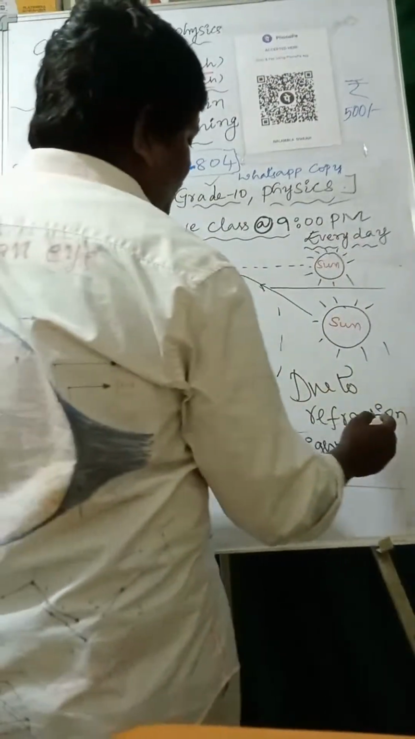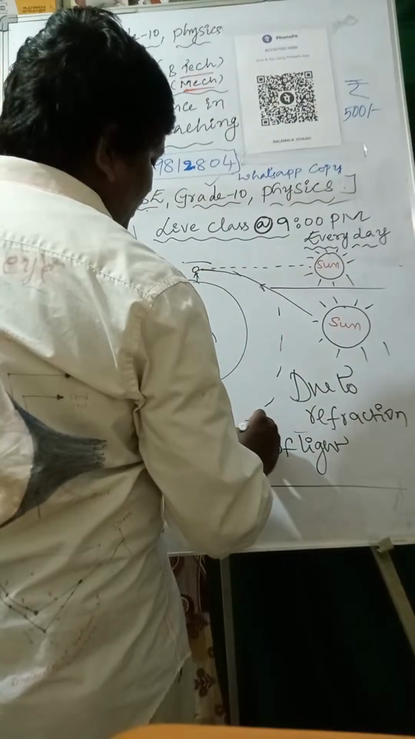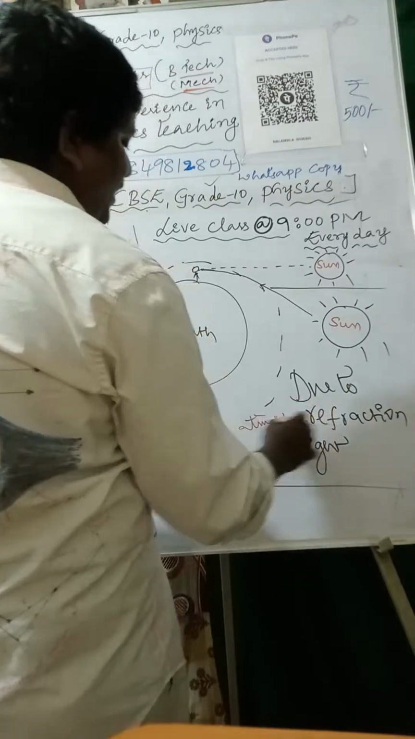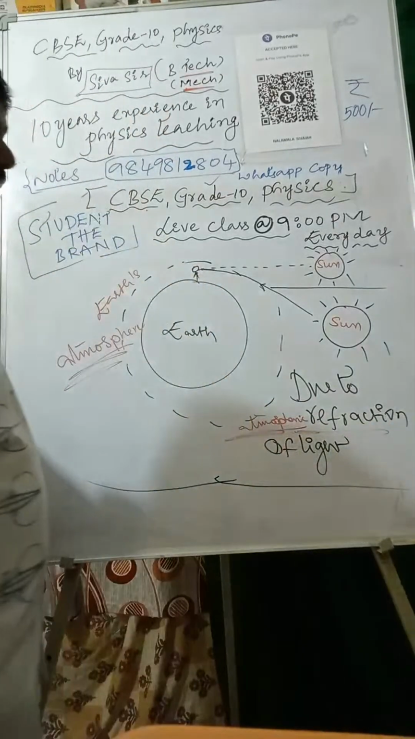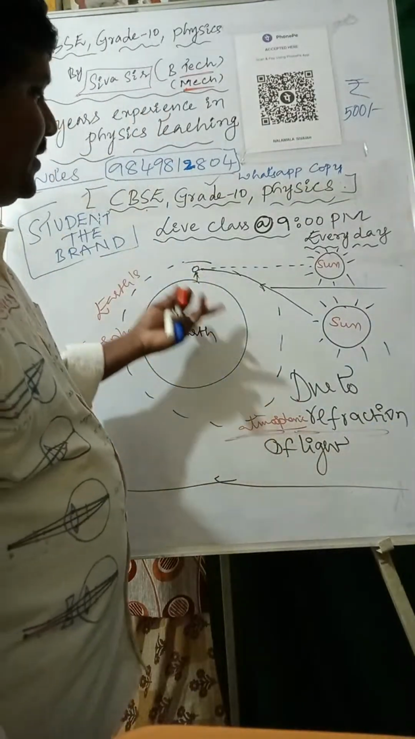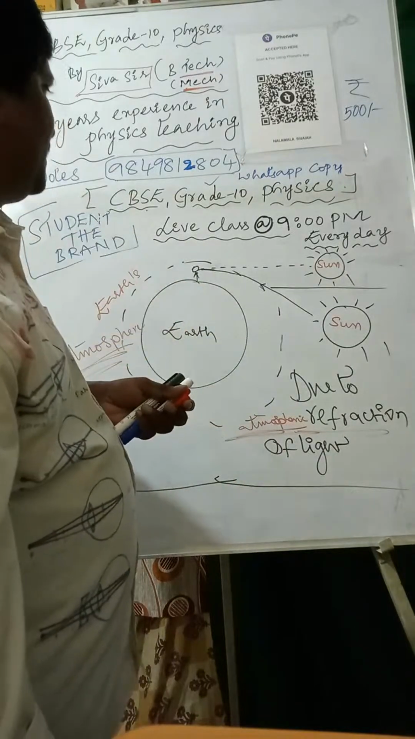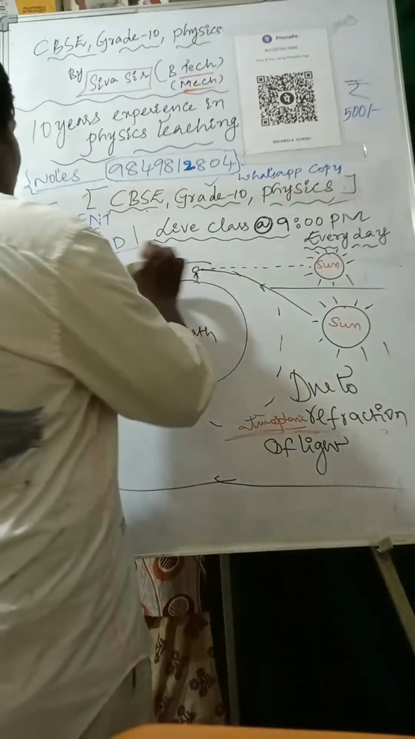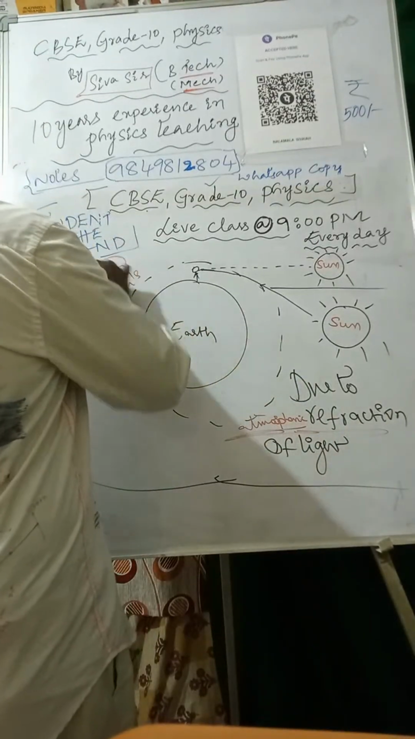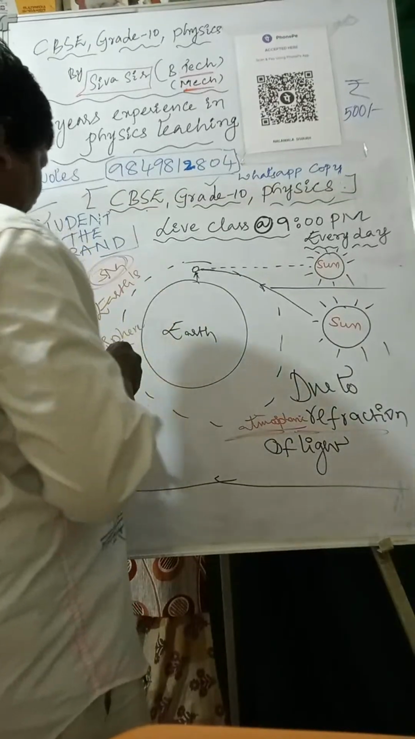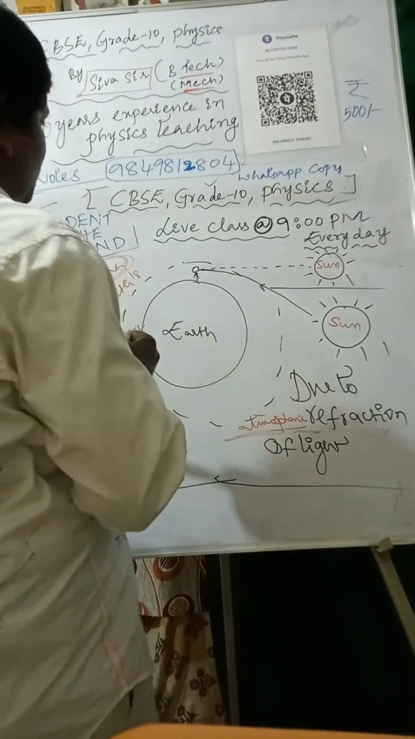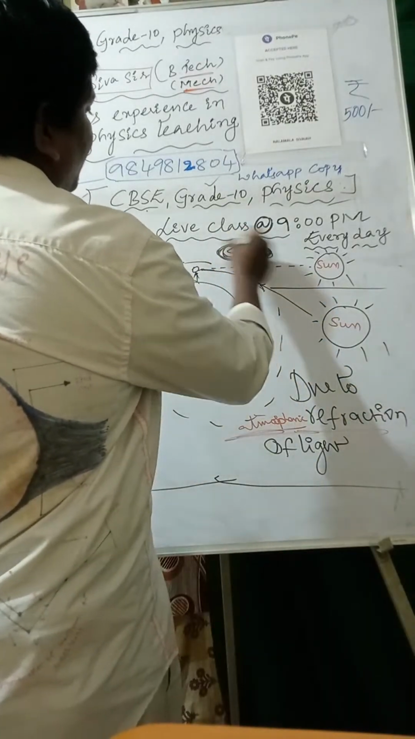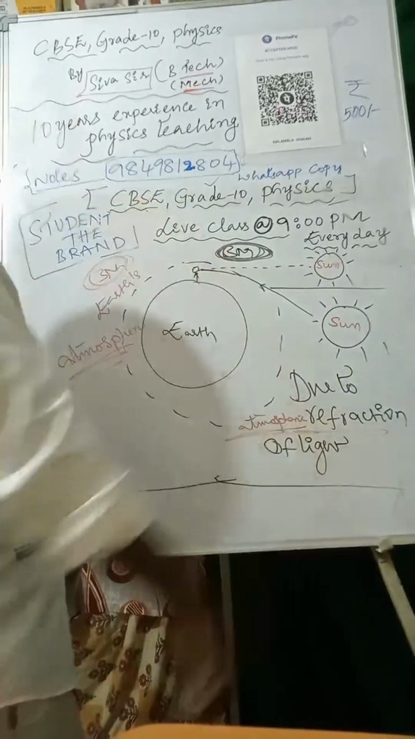Due to atmospheric refraction, actually it is not just refraction, it is atmospheric refraction, because refraction takes place by the atmosphere. That's why it is called atmospheric refraction. So the sun appears... See, this is very, very important. A 3-marks question will come. In the exam point of view, it's very important. Surely this question will come, so make a note of it.